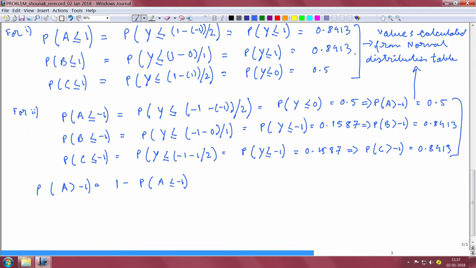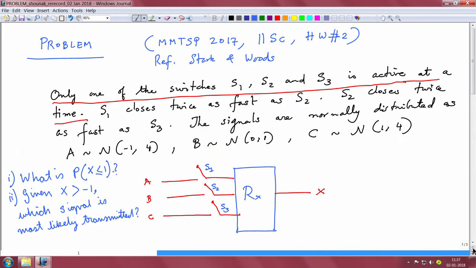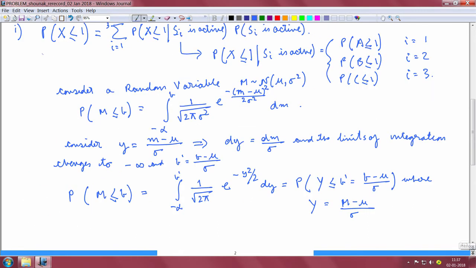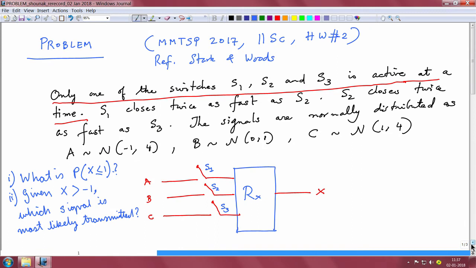Now, we actually solve the problem. If you look at the first equation, we have already calculated the probabilities that A is less than or equal to 1, B less than or equal to 1 and C less than or equal to 1. We are going to put that over here, but we also need the probability that S 1 is active, which we do not know, it is not explicitly mentioned in the question, but what is mentioned is that S 1 closes twice as fast as S 2 and S 2 closes twice as fast as S 3.